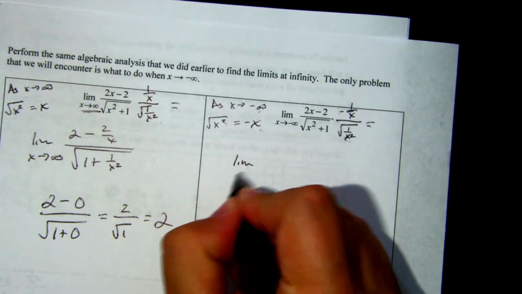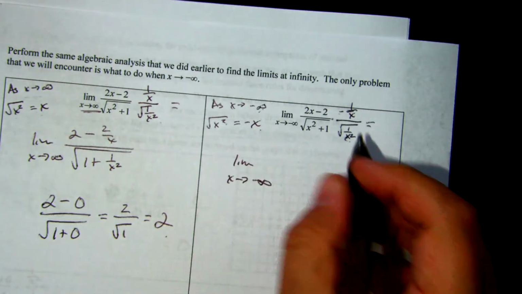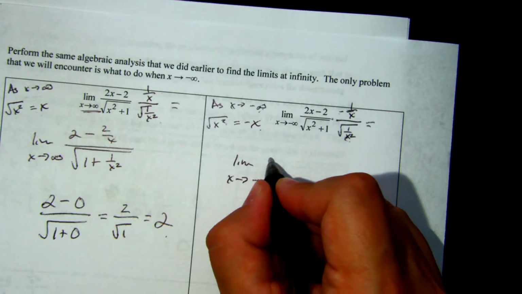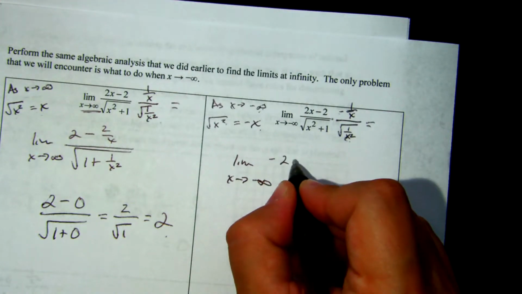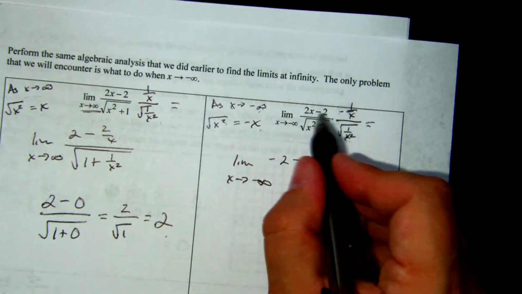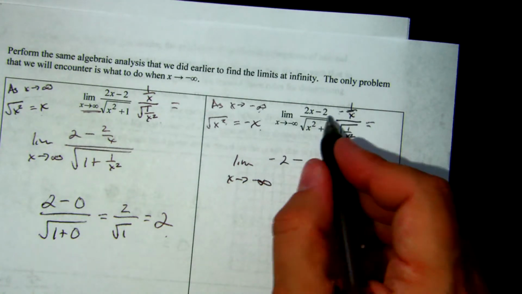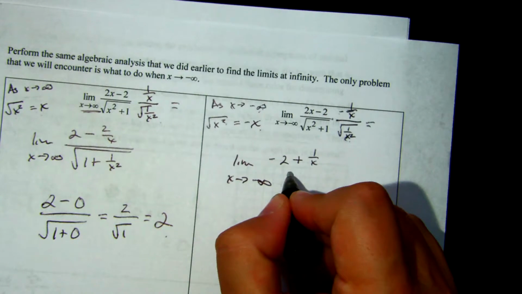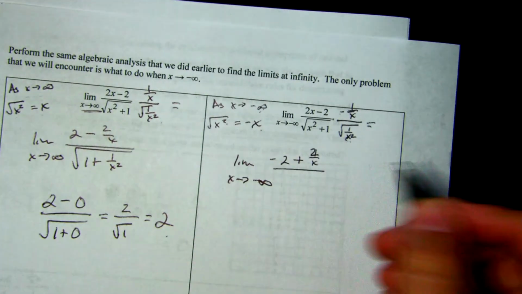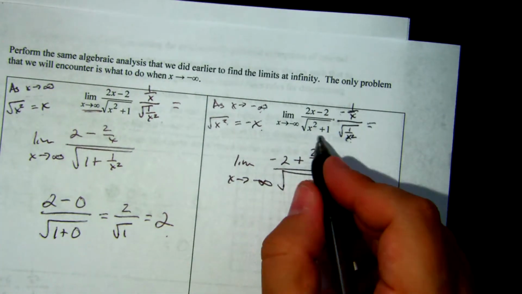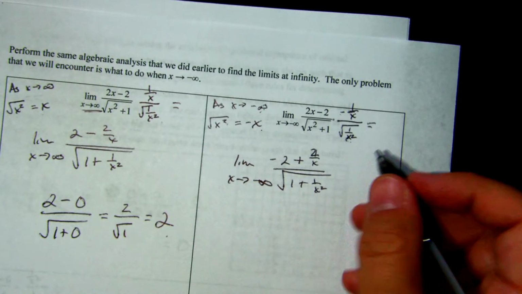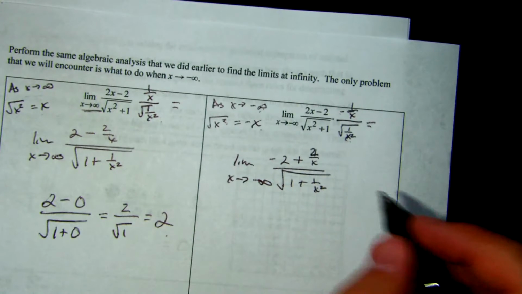Okay, so we get the limit as x goes to negative infinity. 2x times negative 1 over x is negative 2. Minus, so I've got negative 2 times negative 1 over x, so that gives us positive 2 over x, rather. In the denominator, we get the square root of 1 plus 1 over x squared.